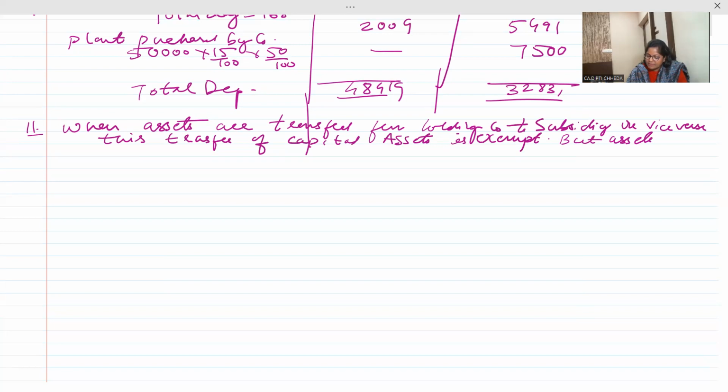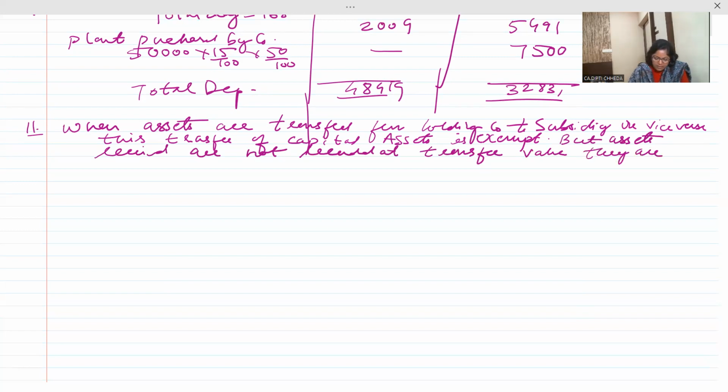But assets received are not recorded at transfer value, they are recorded at book value. Is that clear? I am saying book value and you can say WDV. Whatever WDV comes, on that you will record. So let us now calculate the depreciation for each one.